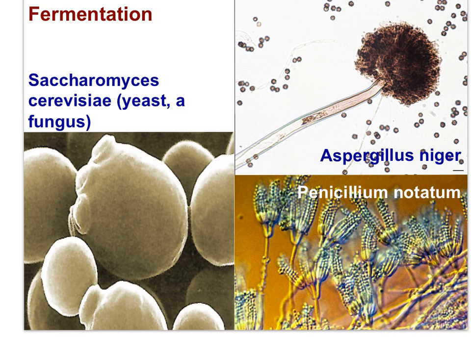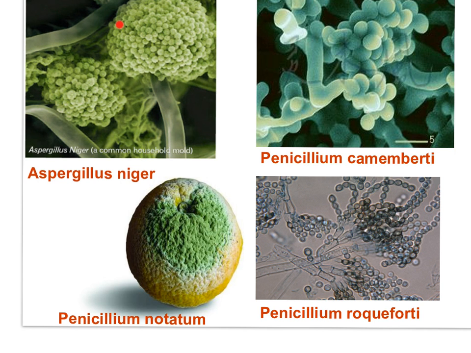Aspergillus niger for making citric acid, and Penicillium notatum for making penicillin. Here is the Aspergillus niger used in producing citric acid for food flavoring and the preservation of foods. Penicillium notatum, seen here on this orange, produces the antibiotic known as penicillin. Penicillium camemberti ferments milk to camembert cheese, and Penicillium roqueforti ferments milk to blue cheese.